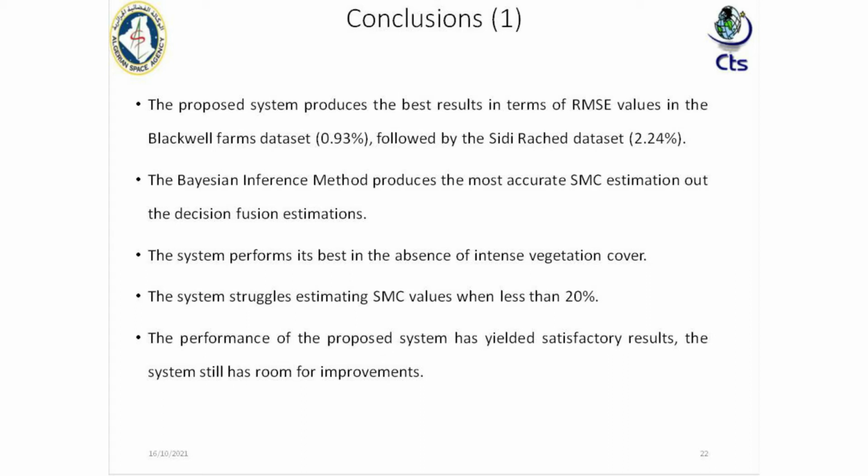The Bayesian inference method produced the most accurate SMC estimation in all of them. The system performs its best in the absence of intense vegetation cover, so more investigation will be needed to understand why. The system also struggles estimating SMC values when they are less than 20%, also a subject of more research. This system produces good results, but it still has room for improvement.